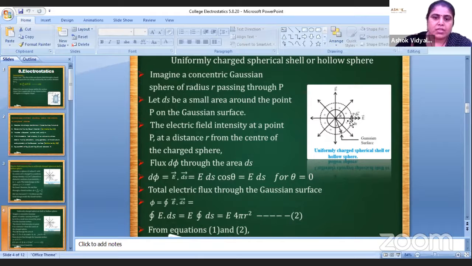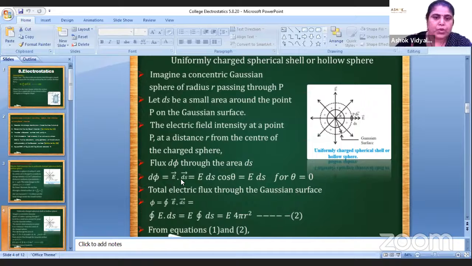Now let us consider ds to be the small area around the point P on the Gaussian surface. This imaginary sphere which we draw for understanding has the radius r. Why radius r? Because we are considering the point P at a distance r. The electric field intensity at the point P is at a distance r from the center of the charged sphere. Therefore, for the flux, we are going to see the symmetry of this sphere.